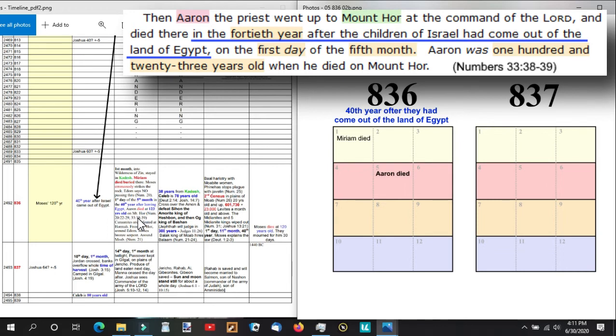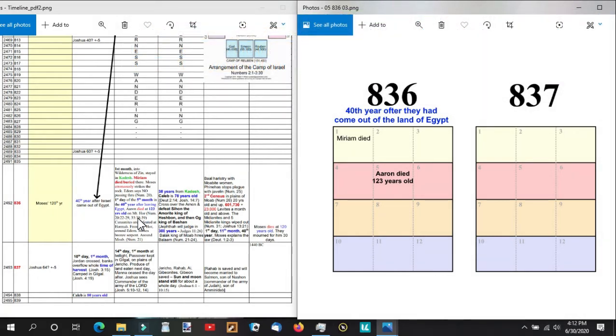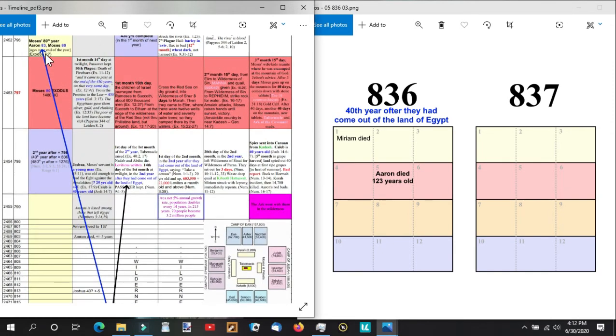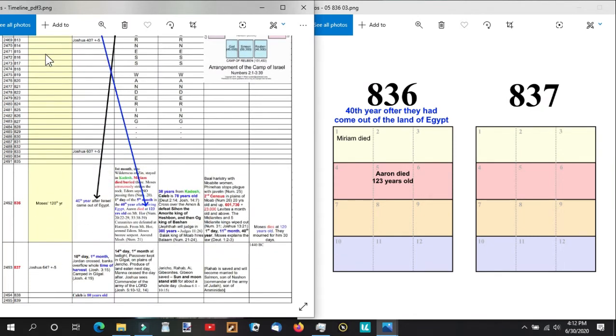Aaron was 123 years old when he died on Mount Hor, and this is our second way of confirming that year 836 is the 40th year after they came out of Egypt, because Aaron was 83 years old when he stood before Pharaoh in year 796. And again, we can simply count off the years one by one to verify the accuracy.